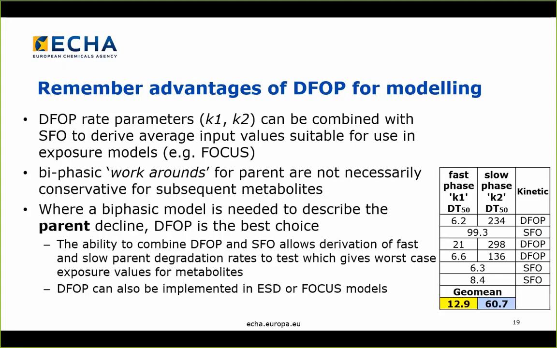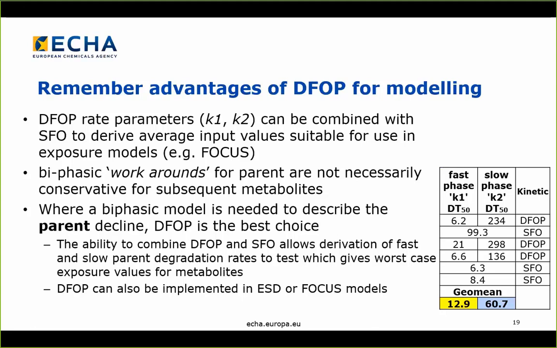So you can combine your fast phase K1 DT50s with SFO to derive a fast geometric mean value, 12.9 in this case. And you can also combine your slow phase K2 rate constants with the SFO DT50s to derive a slow phase geomean, which is 60.7. And the simplest thing to do is actually run your models twice with fast parent and then slow parent, and pick whichever gives you the worst exposure values for the metabolites.